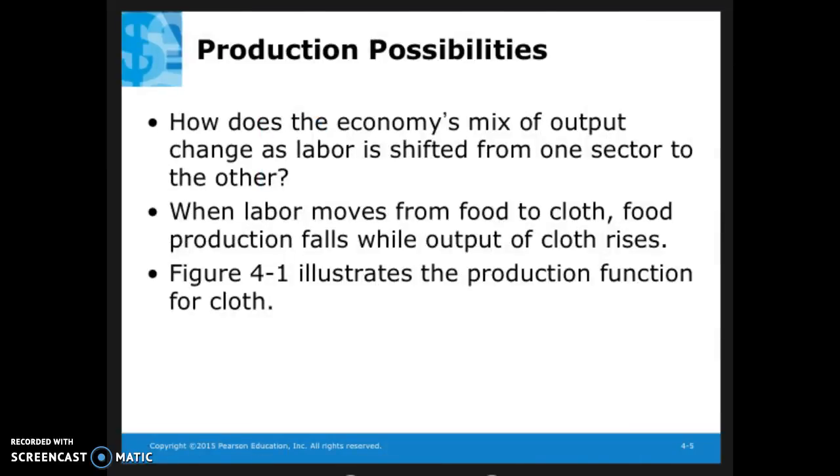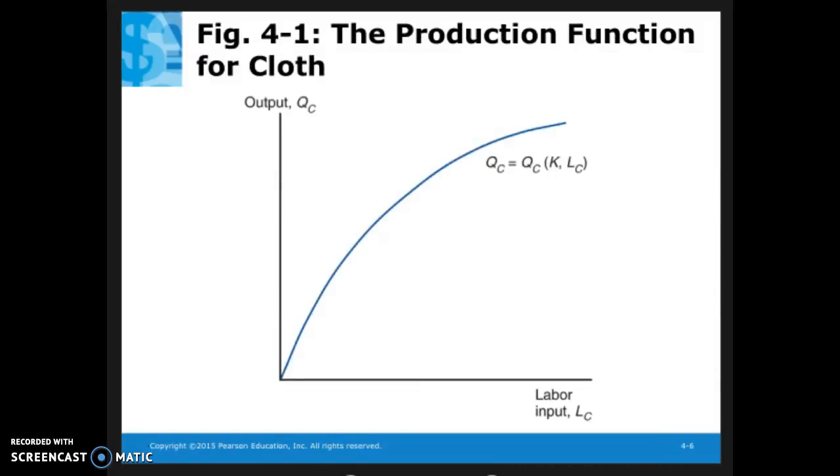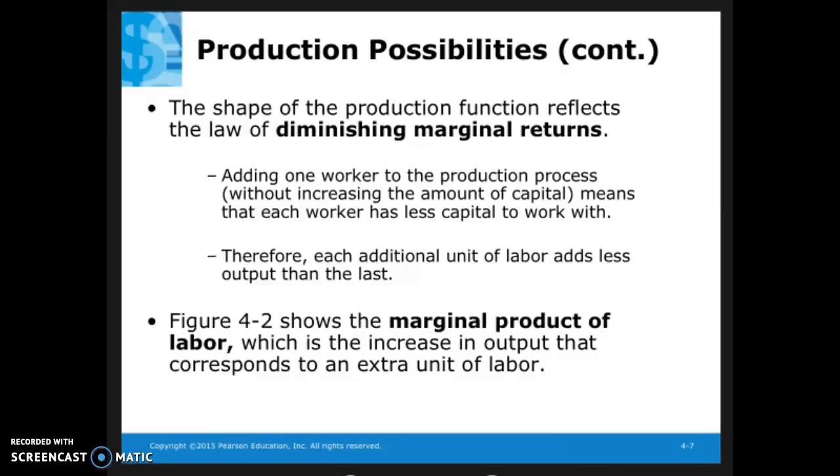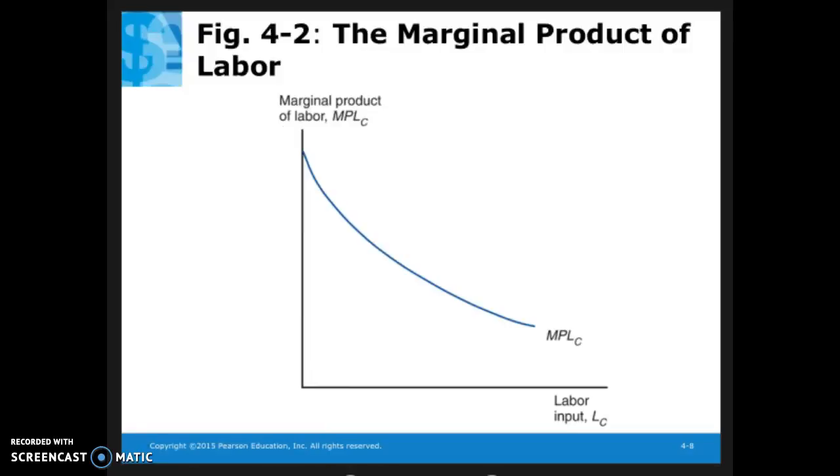So let's take a look at the production possibilities. How does the economy's mix of output change as labor is shifted from one sector to another? When labor moves from food to cloth, food production falls while output of cloth rises. Here's an illustration of this. This is the production function for cloth. The shape of the function reflects the law of diminishing marginal returns. So adding one worker to the production process means each worker has less capital to work with. Therefore, each additional unit of labor adds less output than the last. So this figure shows the marginal product of labor.